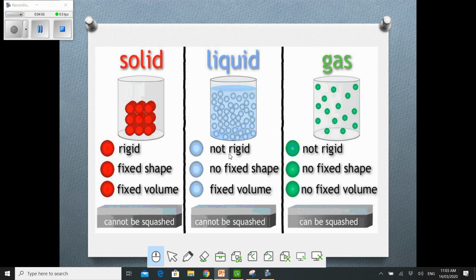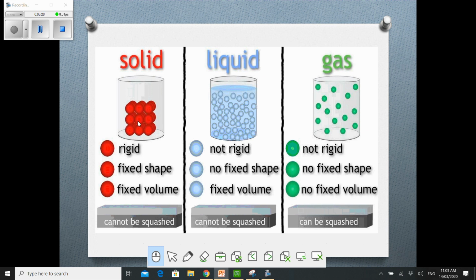The liquid is not rigid. It has the same size but different shape. The gases are not rigid too, and they do not have the same shape and not the same size. So here the same size, the same shape. Here the same size, different shape. And here not the same shape and not the same size.